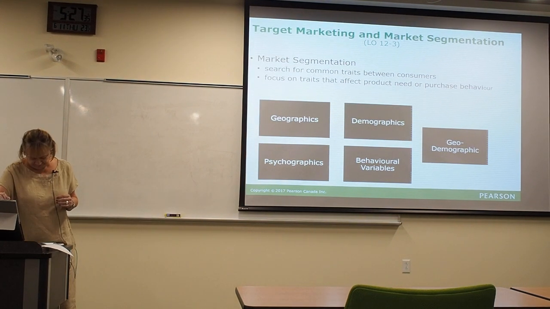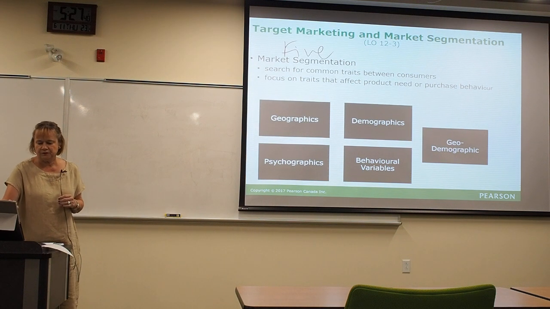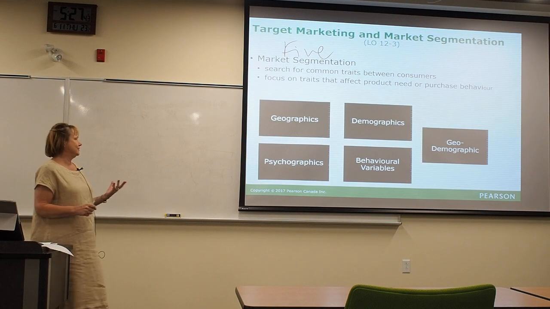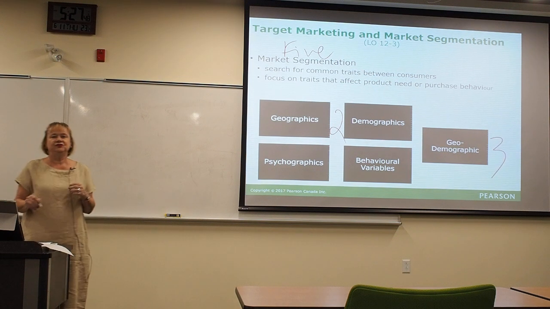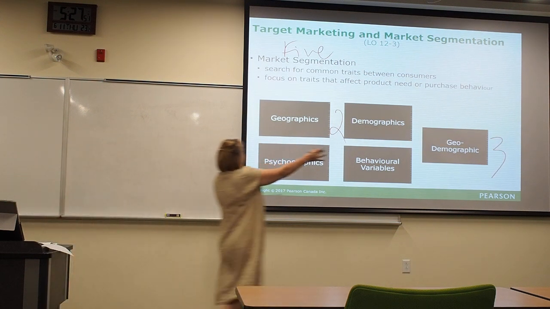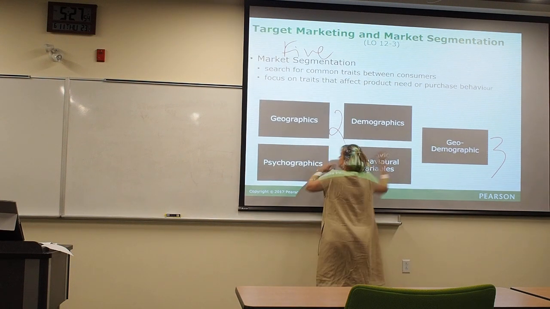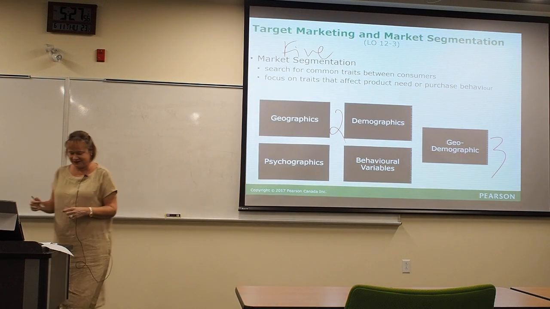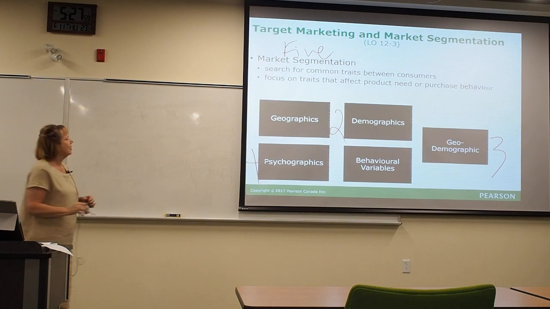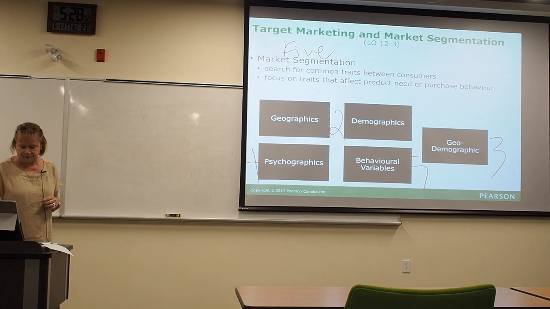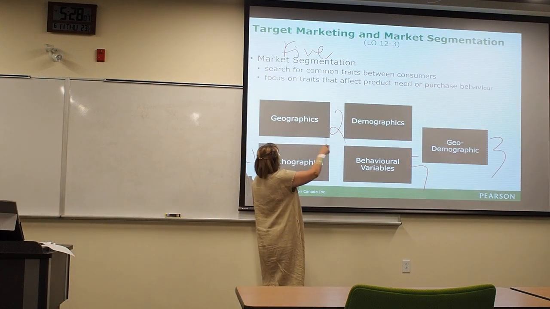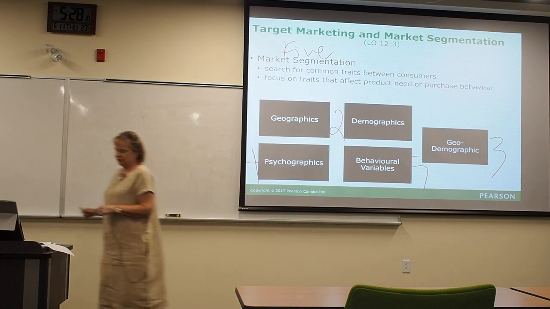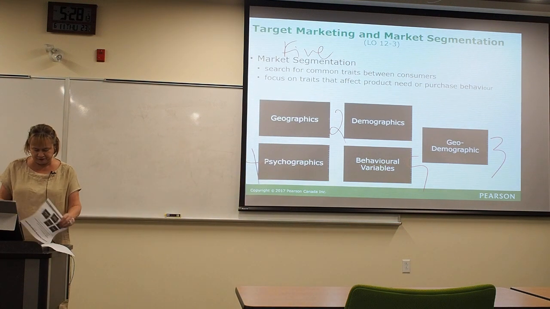There are 5 market segmentation categories. The first one is geographics. The second one is demographics. The third is geodemographics, and geodemographics is simply geographics and demographics put together, and then psychographics and behavioral variables. These are the 5 major segmentation categories, and let's look at each of those 5 a little closer.